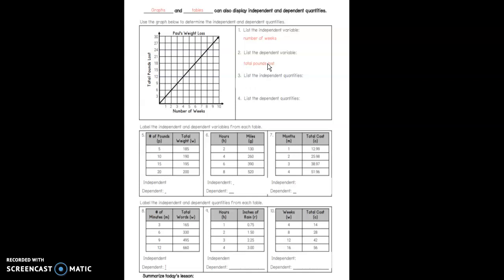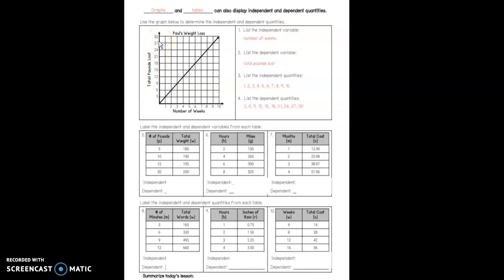So when we need to list our independent quantities, we're just going to list all of the quantities that are along the x-axis. So we have quantities 1, 2, 3, 4, 5, 6, 7, 8, 9, and 10. Those are all the quantities along the x-axis. The number of weeks is the independent variable. And then our dependent quantities are going to be our total pounds lost on the y-axis. And those quantities are 3, 6, 9, 12, 15, 18, 21, 24, 27, and 30. Again, remember, independent is going to be on the x-axis and dependent is going to be on the y-axis.